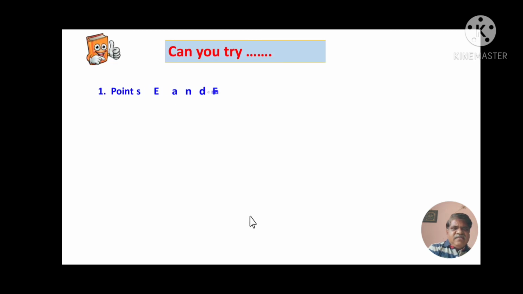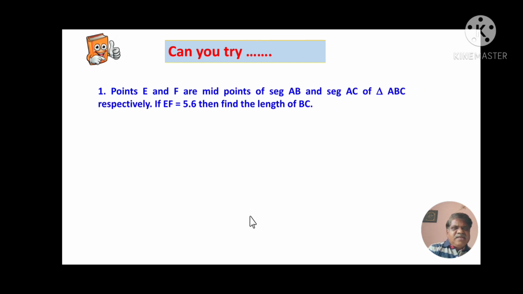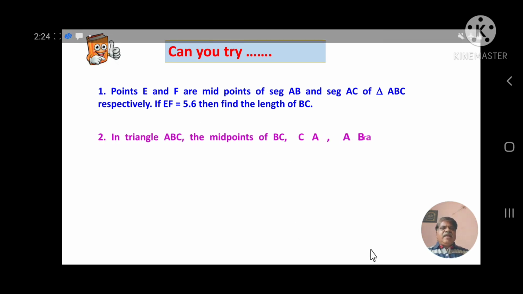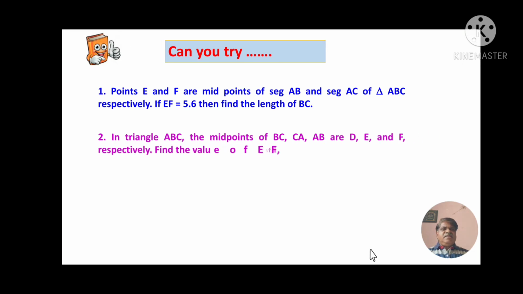Can you try? Number 1. Points E and F are the midpoints of segments AB and AC of triangle ABC respectively. If AP is equal to 5.6, then find the length of BC. Number 2. In triangle ABC, the midpoints of BC, CA and AB are D, E and F respectively. Find the value of EF if the value of BC is 14.